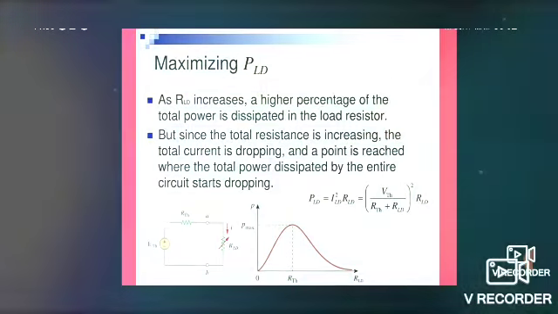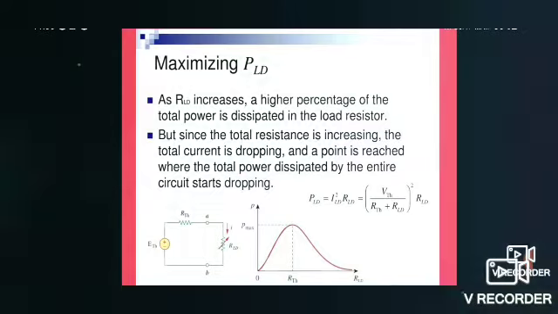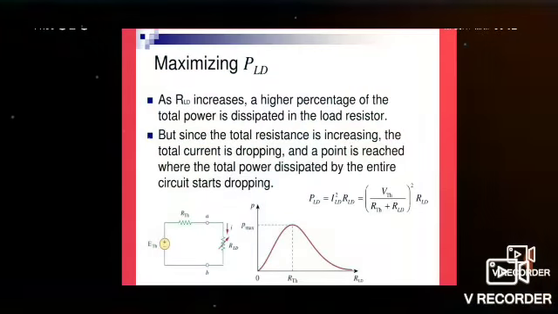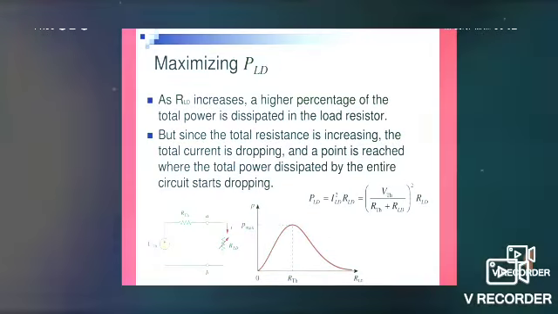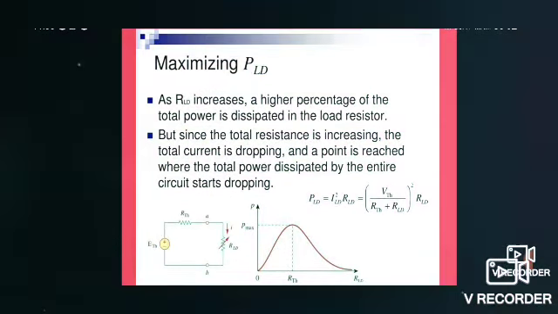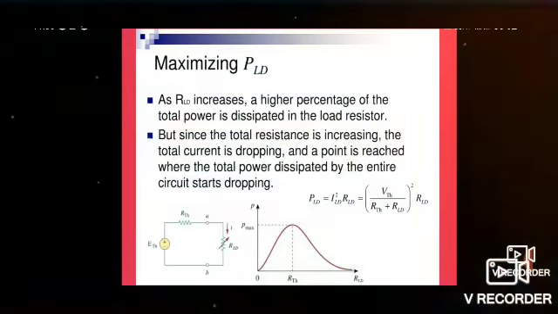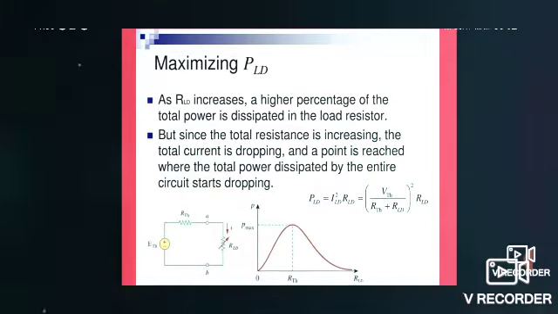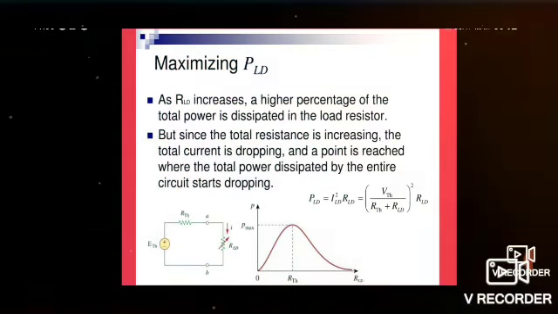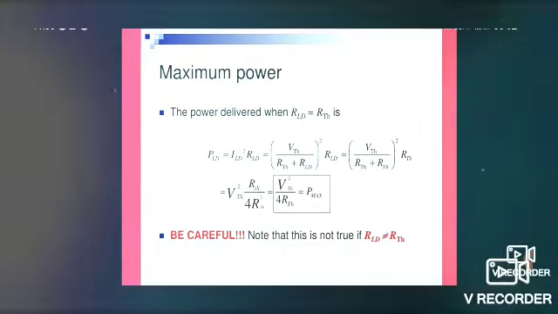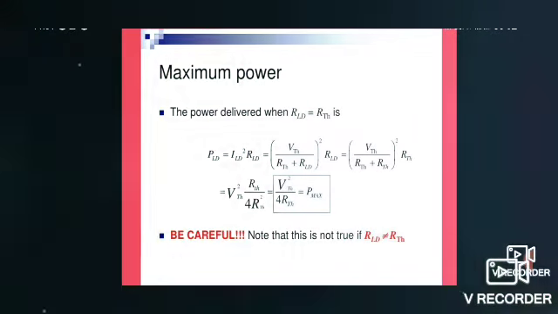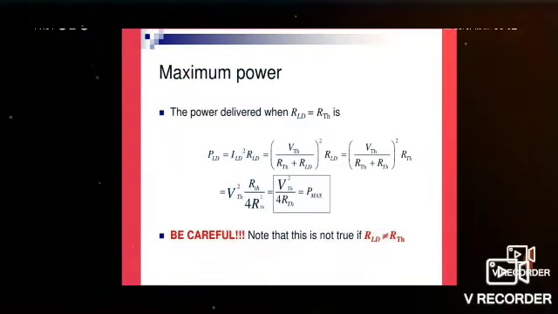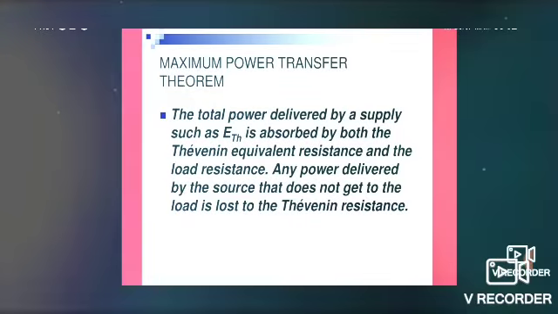As RLD increases, a higher percentage of the total power is dissipated in the load resistor. But since the total resistance is increasing, the total current is dropping, and a point is reached where the total power dissipated by the entire circuit starts dropping. Therefore, when RL equals RTH, the power is maximum. The value of maximum power is VTH squared divided by 4 RTH.